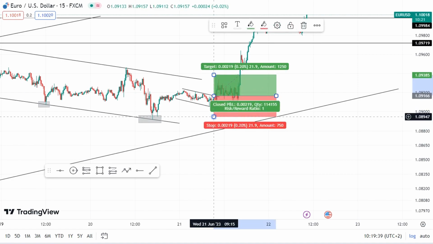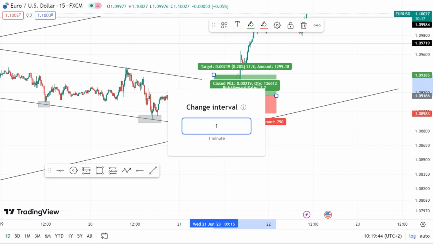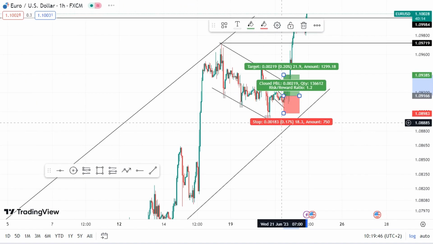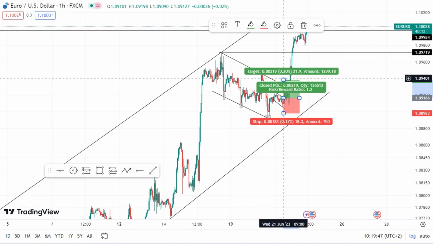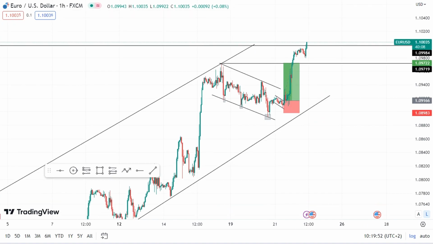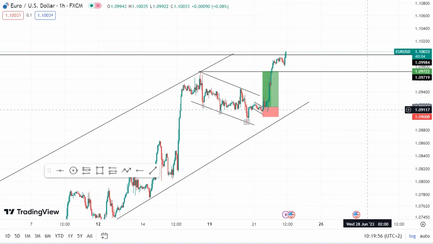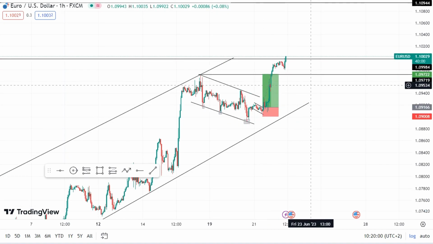Stop loss was here. Then let's go to the 1 hour time frame. To the 1 hour time frame, then take profit was here. So guys, this is how I caught this beautiful buy on Eurusd.